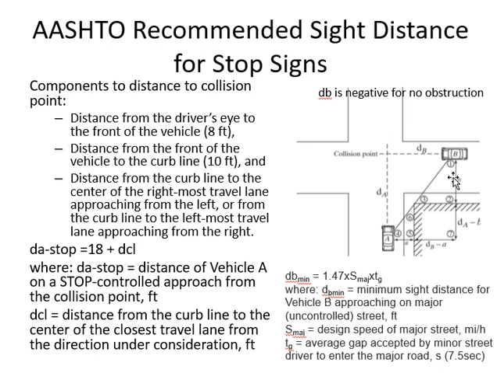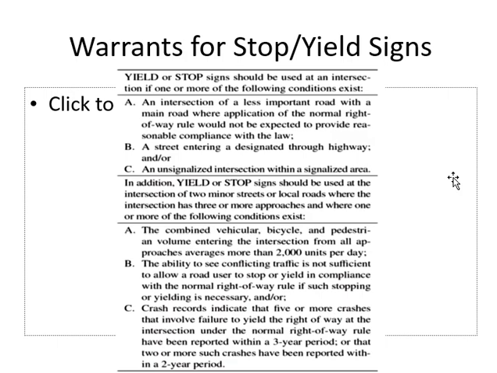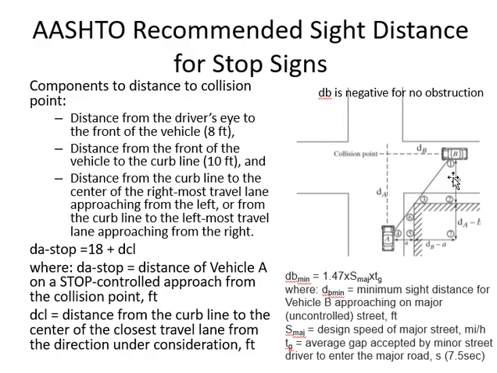If we are going to put a stop sign, we have discussed warrants for stop signs, right? If you want to put a stop sign, you satisfy one of these conditions. Now you are saying we are going to put a stop sign on the signal, then you have to satisfy this criteria as well. What is this criteria? It's given by AASHTO, and these were the people who were sleeping and then woke up with numbers.